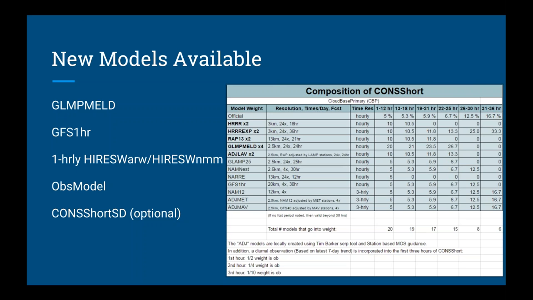We're getting this hourly data through a back door that they're doing at Central Region, going out to another site to grab the hourly data. This is going to be a huge help for ConShort, and I immediately introduced it so it can help with some of the fragmentation issues that people were seeing with POPs and QPF. It also helps with ceilings and cloud-based primary and visibility.